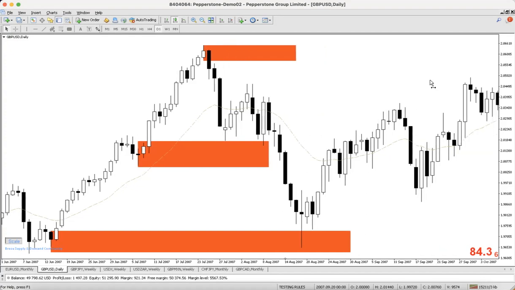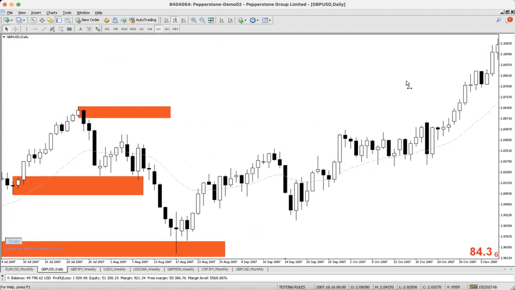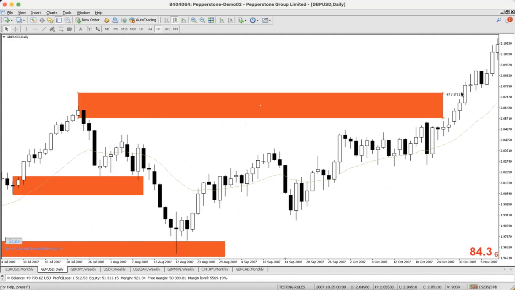So I bet that in the future, when the market reaches this area, like this one where it turned, we can just draw.